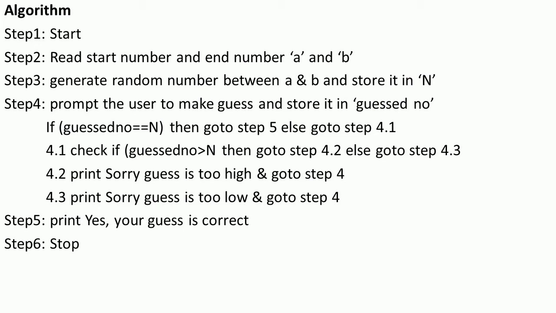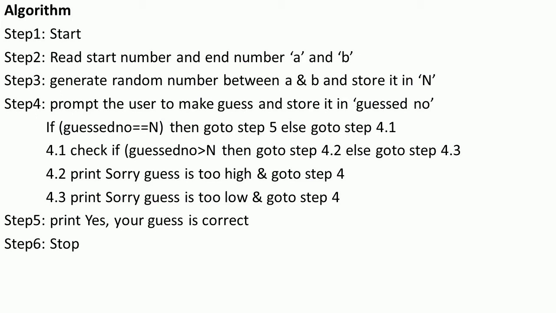It is going to check whether the guess number is greater than n. Then go to step 4.2, else go to step 4.3. And it prints, sorry, the guess number is too high, and goes to step 4. It will prompt the user to make the guess. Once the user guesses the right number, stop the algorithm.